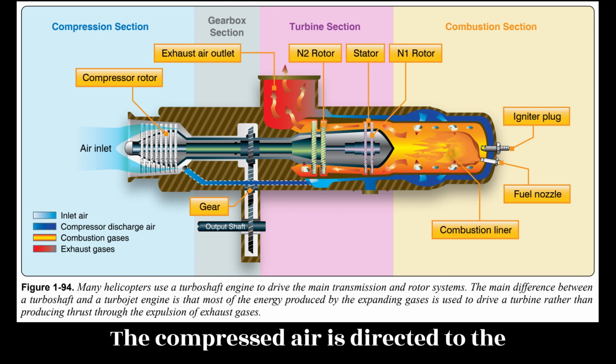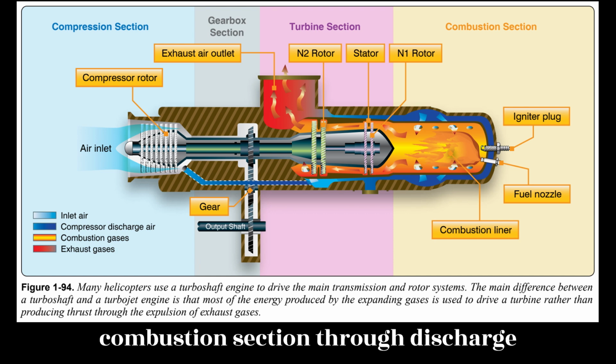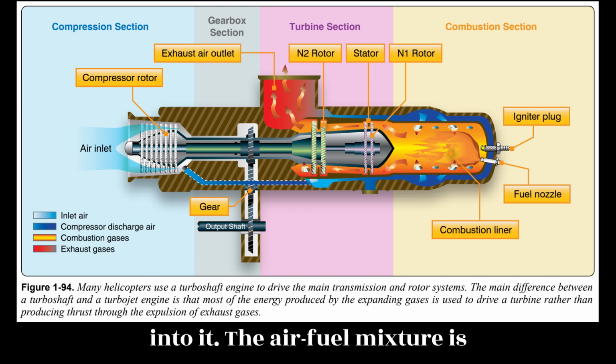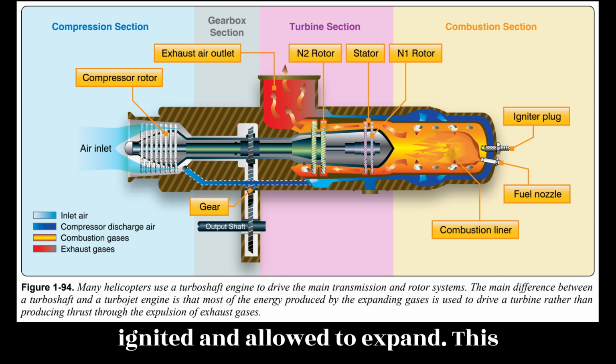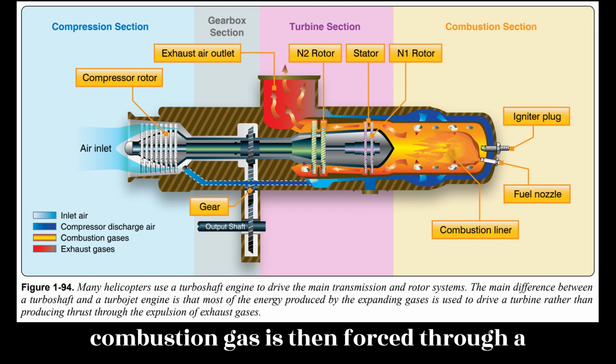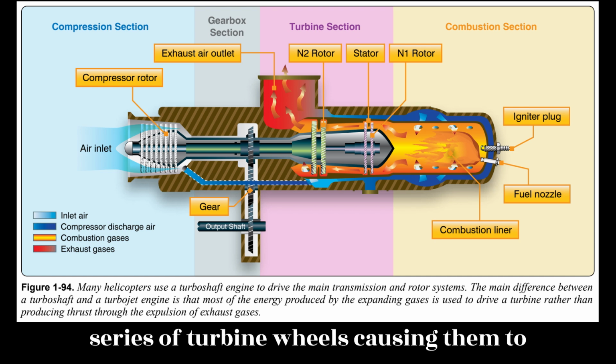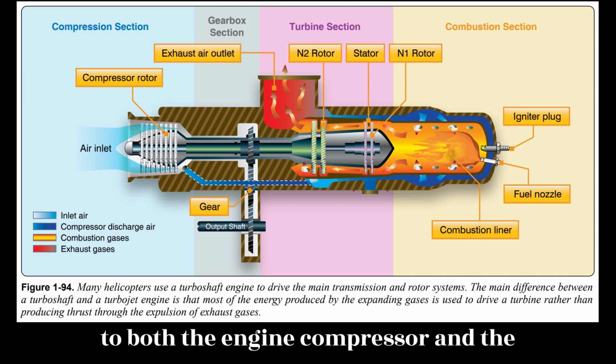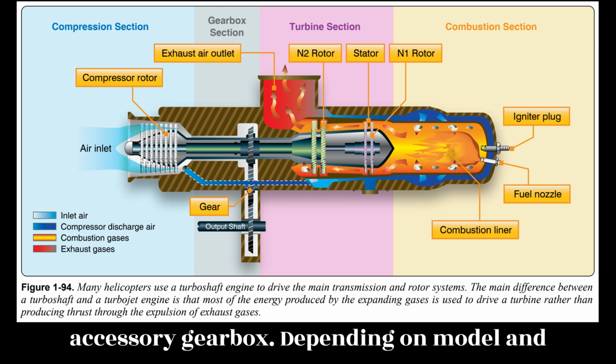The compressed air is directed to the combustion section through discharge tubes where atomized fuel is injected into it. The air-fuel mixture is ignited and allowed to expand. This combustion gas is then forced through a series of turbine wheels, causing them to turn. These turbine wheels provide power to both the engine compressor and the accessory gearbox.